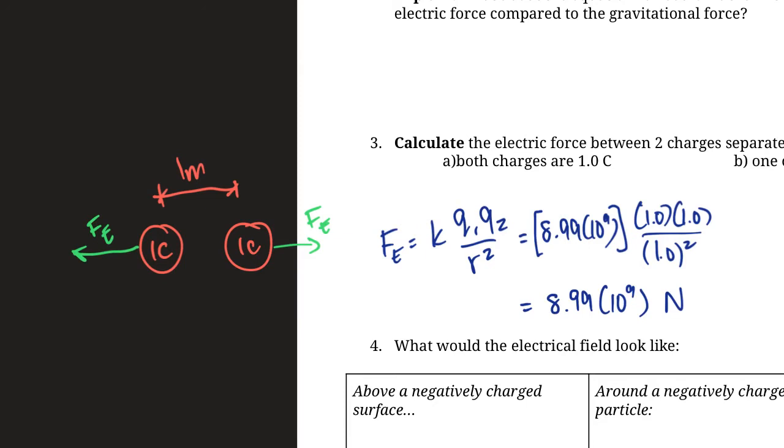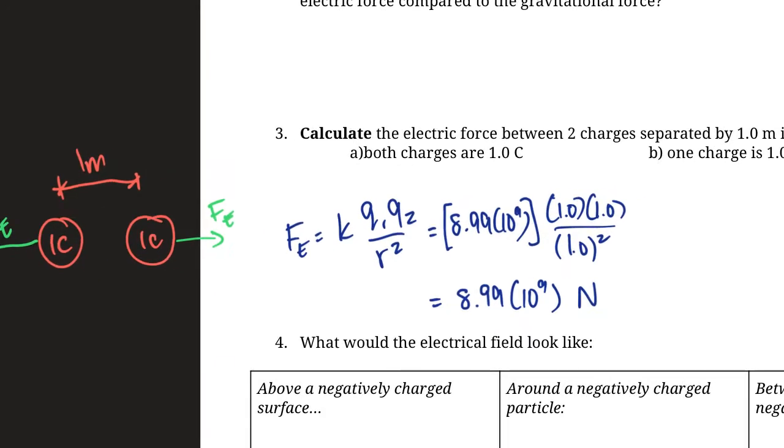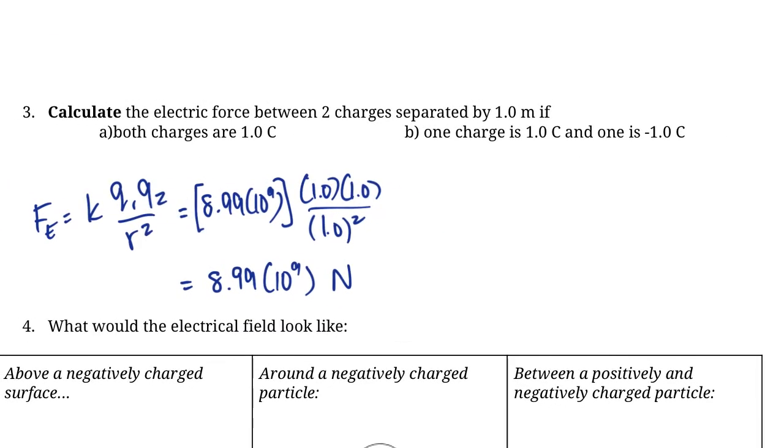These forces are going to be equal and opposite each other, same as the gravitational force, but in this case, they're pushing away from each other. Okay? All right, next. What about if one charge is 1 coulomb and one charge is negative 1 coulomb?